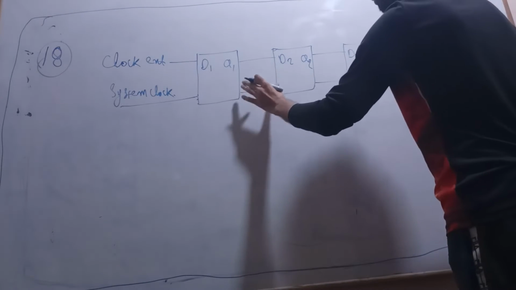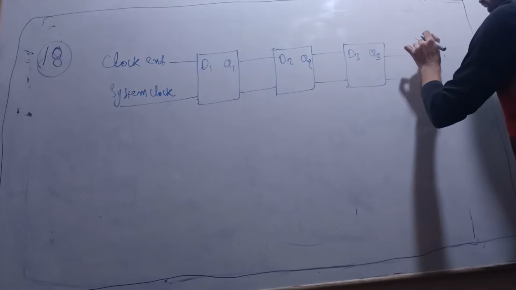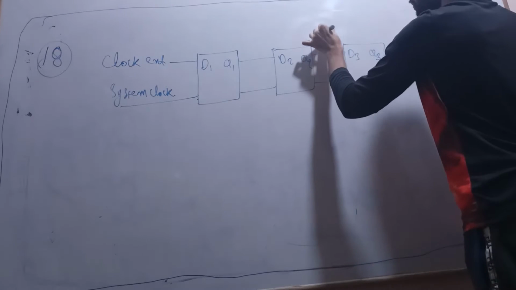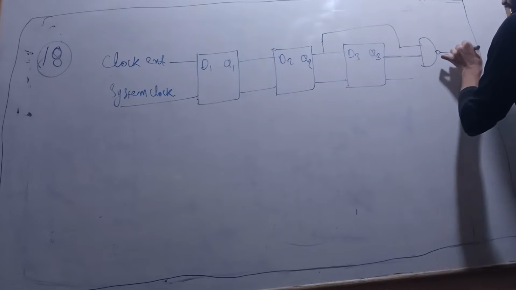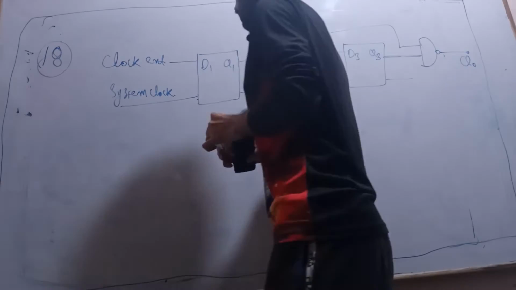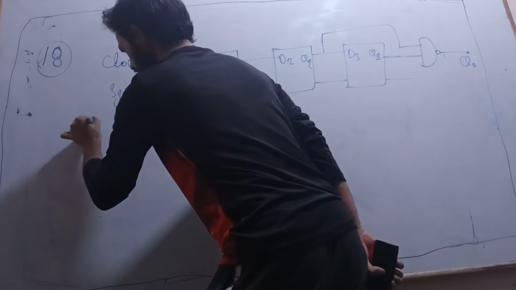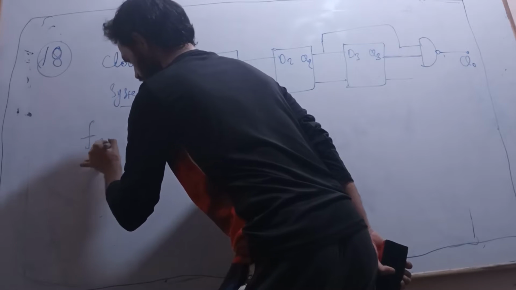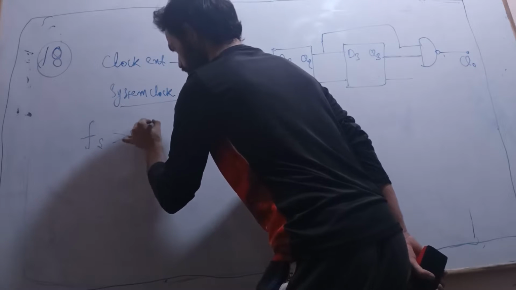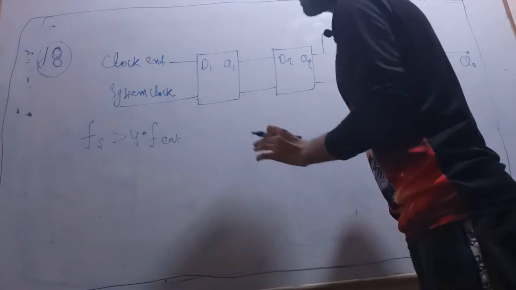These are three D latch circuits and the outputs are given. The Q3 output and Q2 output are applied to a NAND gate. Then it asks what is the functionality of this circuit. The condition given is that the system clock frequency is greater than 4 times the external clock frequency.